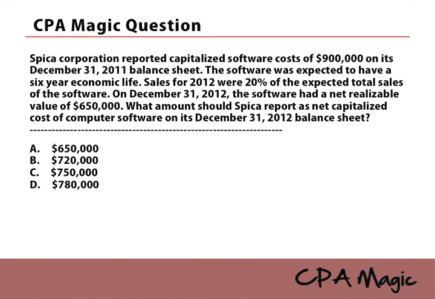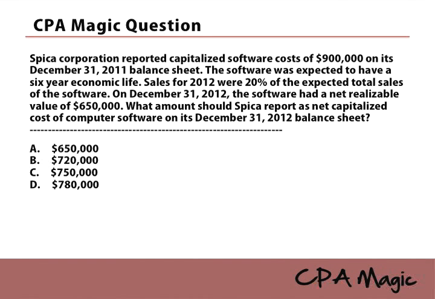Spica Corporation reported capitalized software costs of $900,000 on its December 31, 2011 balance sheet. Software expected to have a 6-year economic life. Sales 20% of the expected total sales of the software in 2012. On December 31, 2012, software had a net realizable value of $650,000. What amount should Spica report as the net capitalized cost of computer software on its December 31, 2012 balance sheet? All right, so capitalized software costs are $900,000. Remember that you amortize with the greater of straight line or percentage of revenue.